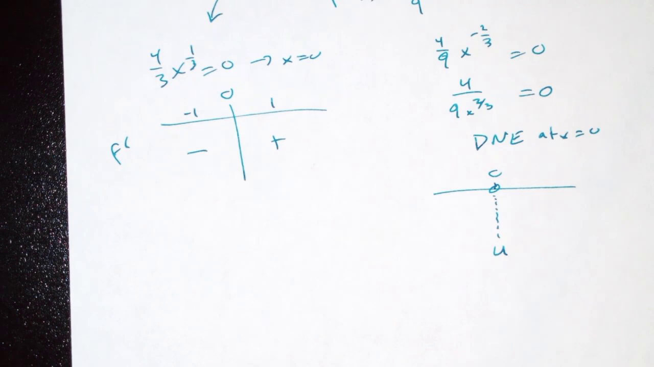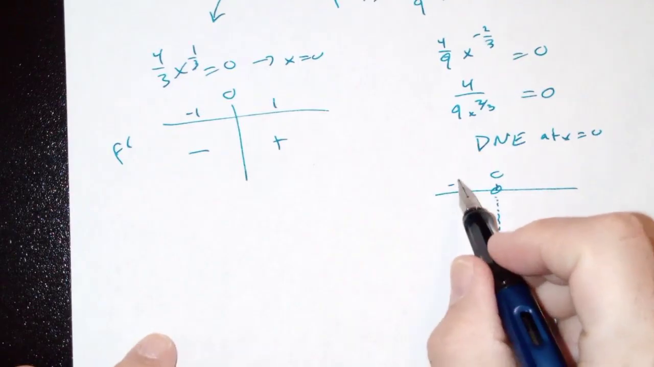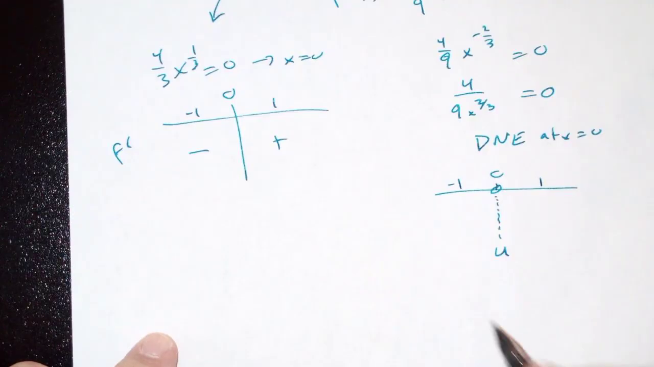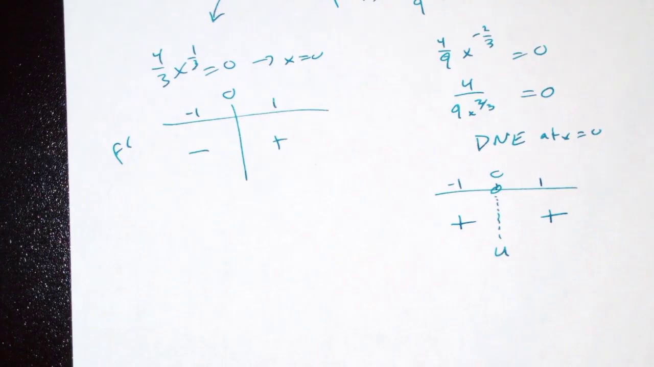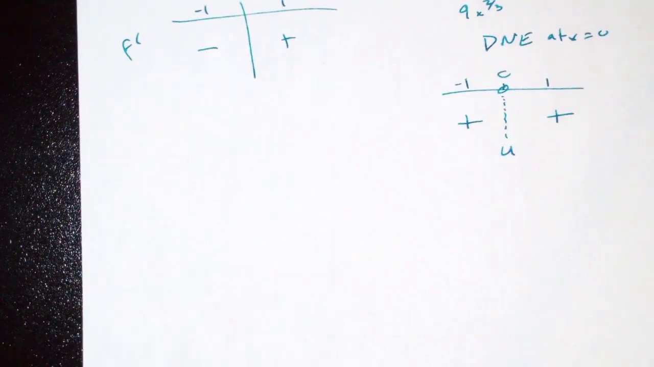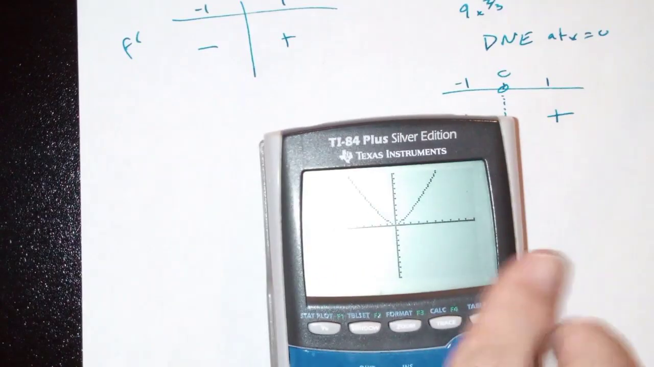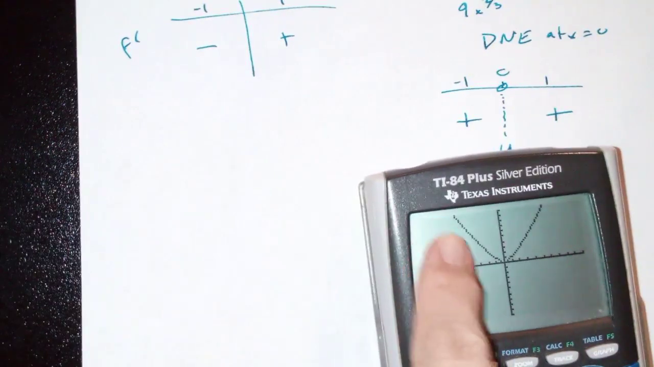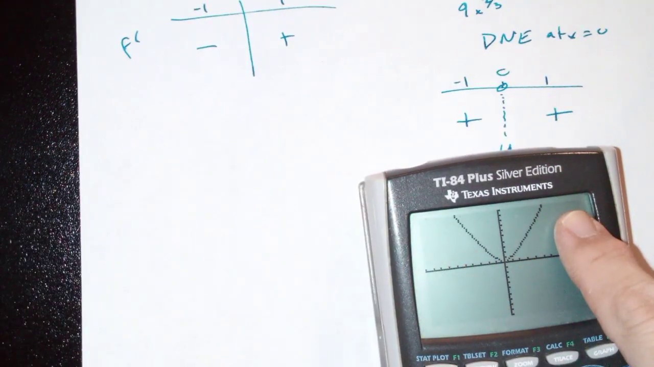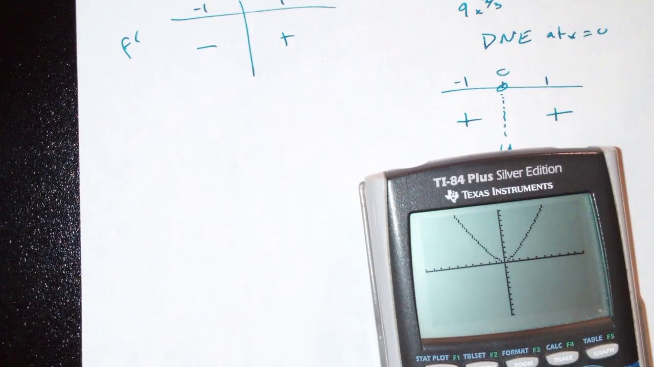I need to know if my concavity changes from one to the other here. If I put -1 or 1 into this, in both cases, it's positive. I don't have an inflection point here. I didn't change concavity. If I actually look at the graph, decreasing followed by increasing, that matches that, but it's concave up on both sides. There's no change in concavity. There's no actual inflection point here.